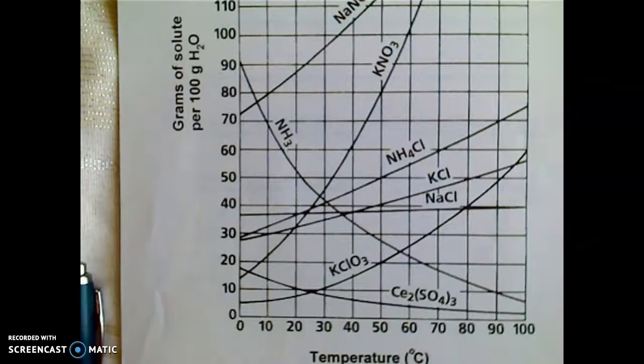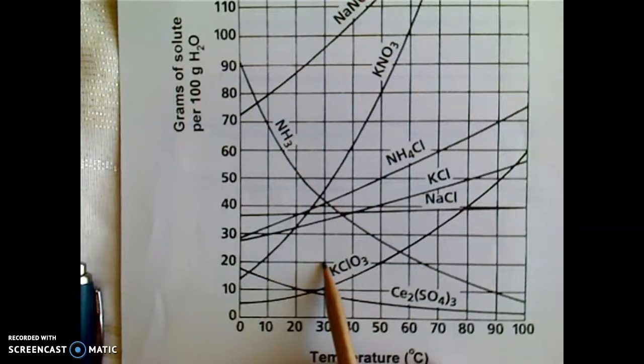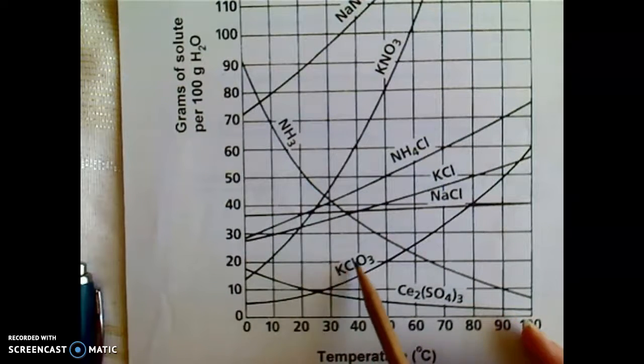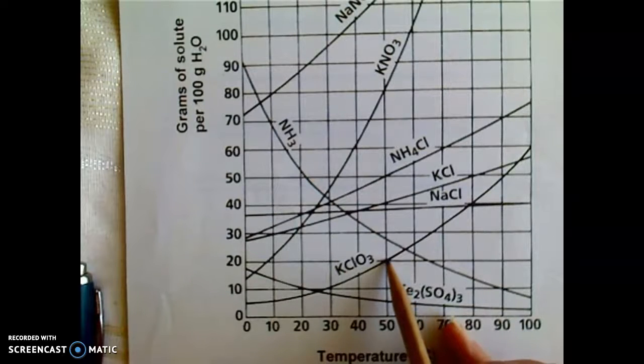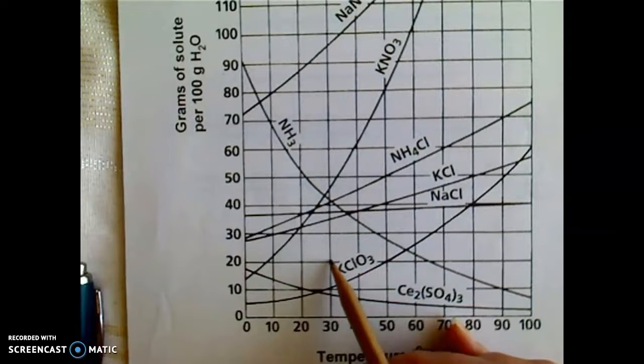To make a supersaturated solution for KClO3, with 100 grams of water, I'd have to heat this up higher than 30 to get that 20 grams to dissolve. According to this, if you want 20 grams to dissolve, you're going to have to heat it up to 50. And then you let it cool down to 30. You have to go back. Once you cool it down and that stays dissolved, it doesn't fall out and fall to the bottom of the container, then it will be supersaturated. In most cases, as it cools down, the extra will come out of solution and settle to the bottom.